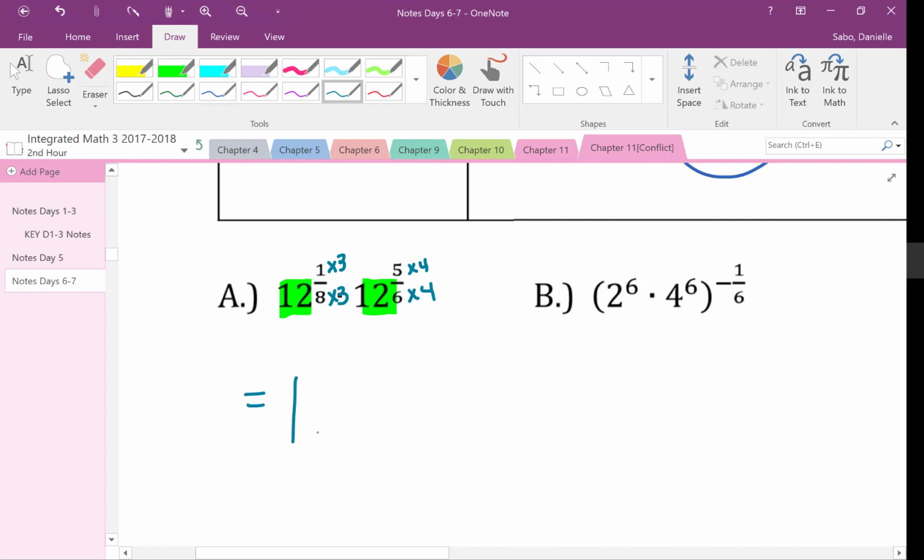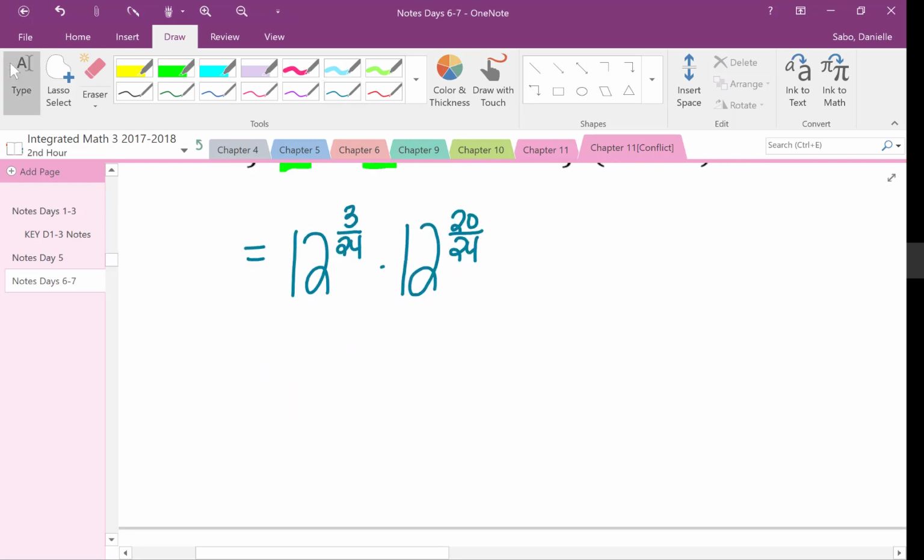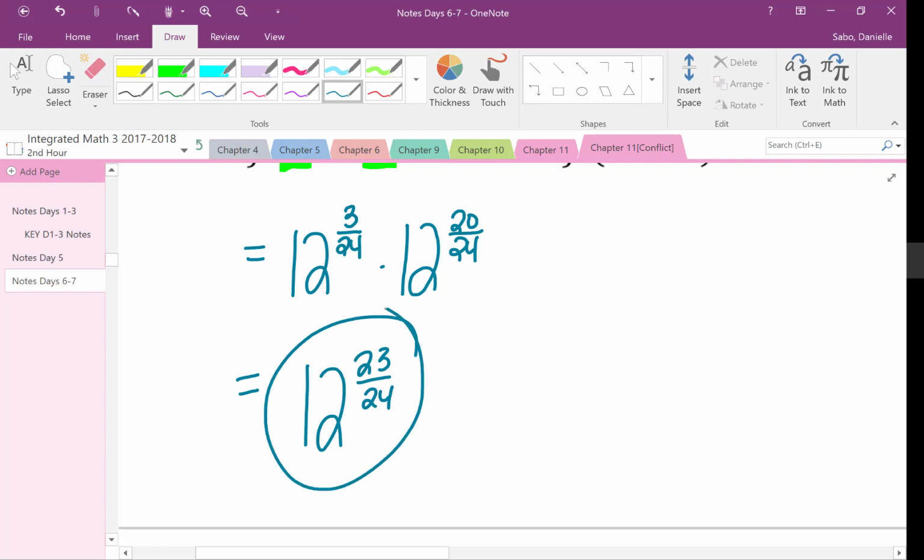So I have 12 to the what? 23 over 24. And then I have times 12 to the what? Wait. Did I mess up? No, you're good. Oh, you're shouting the answer at me, are you? Yeah, because you guys are too fast for me. Yes. Now, remember, you add exponents now. 20 plus 3 is 23. If you ever get stuck with fractions, just type it into your calculator. It'll do it for you. As long as you know how to manipulate the calculator, you'll be fine.